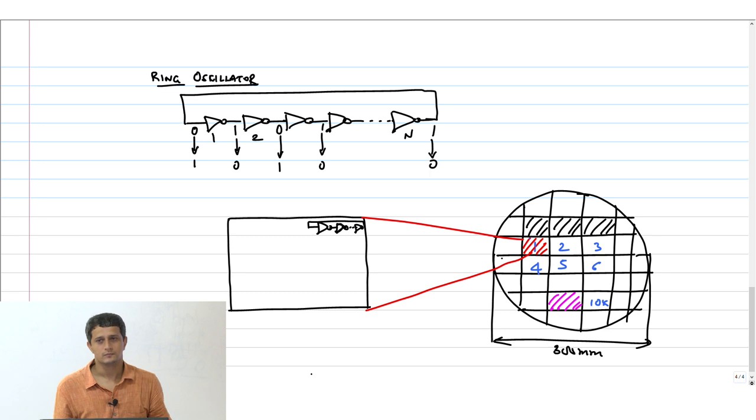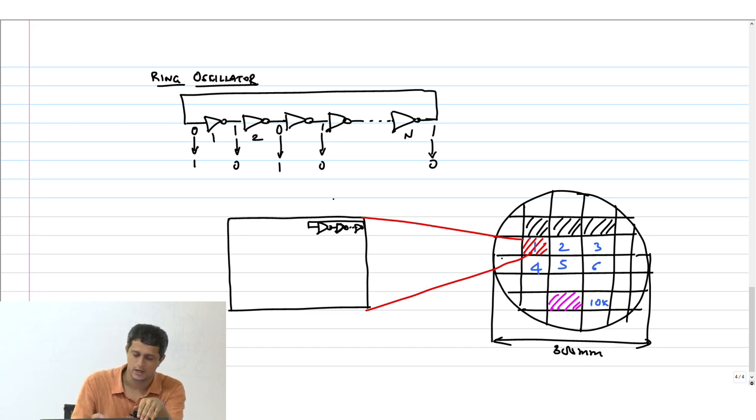Okay, with some odd number of inverters. Typically, this will be a very large number. By the way, what's the frequency of oscillation of this ring oscillator? What is 1 by N? No. So if the input switches to a zero at time equal to zero, how long will it take for the input to switch to a one?